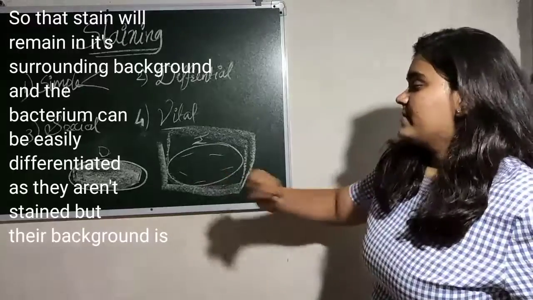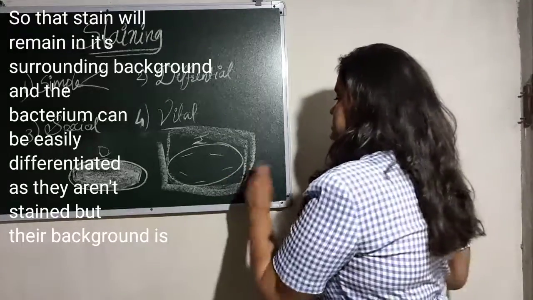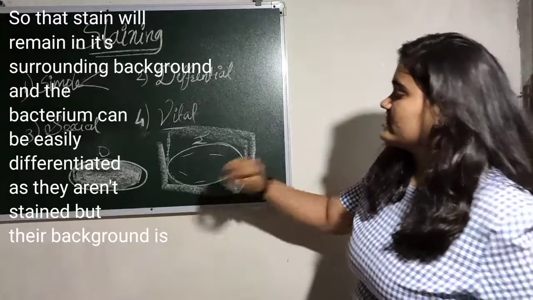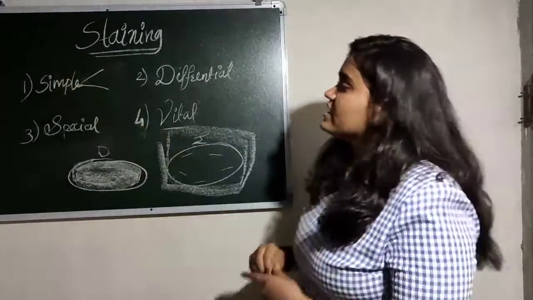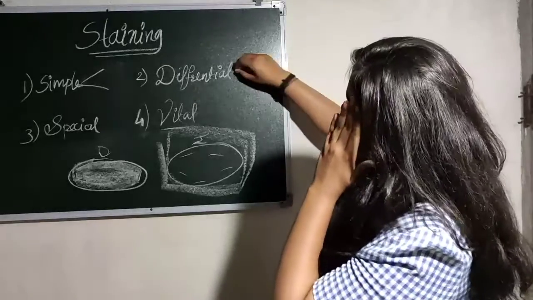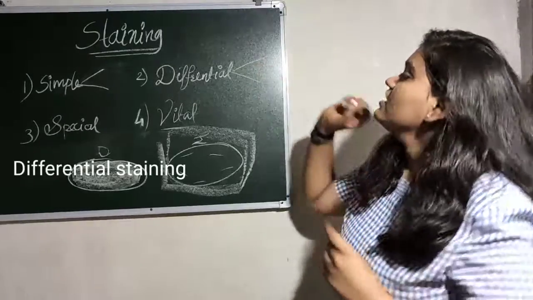So here also, the bacterium will be differentiated from its surrounding, as the surrounding is colored and the bacterium will remain uncolored. So this is known as simple staining. These are the types of simple staining. Next one is differential staining.